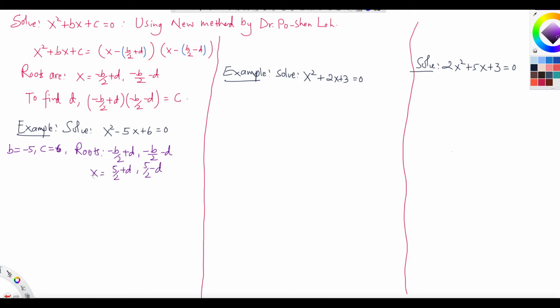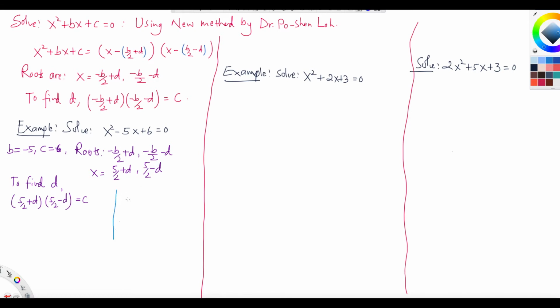Now how to find d? Again, to find d, you need to multiply those two roots and then set that equal to c. So to find d, what we do is 5 half plus d times 5 half minus d equals c. So how do you multiply those? Do you know how to multiply those two?